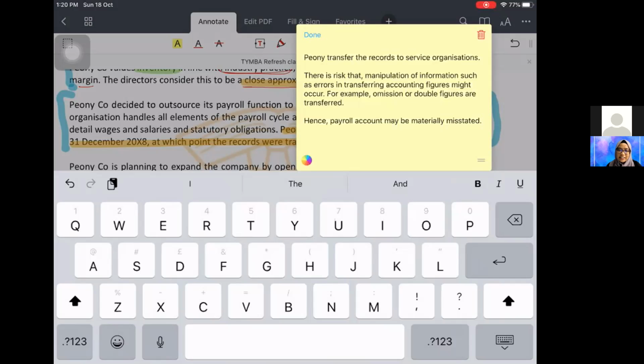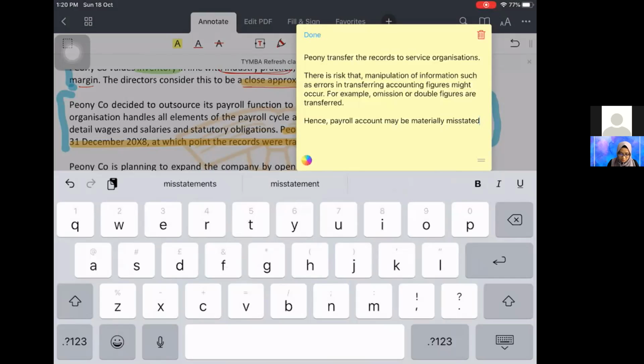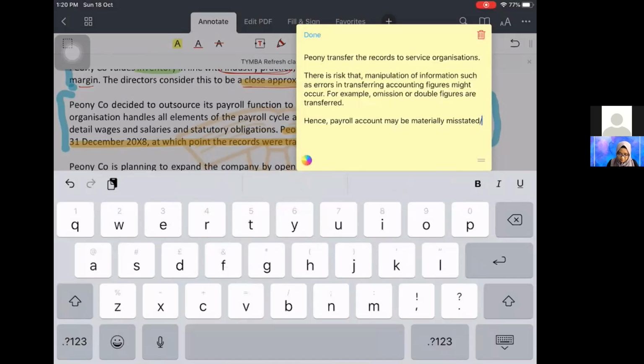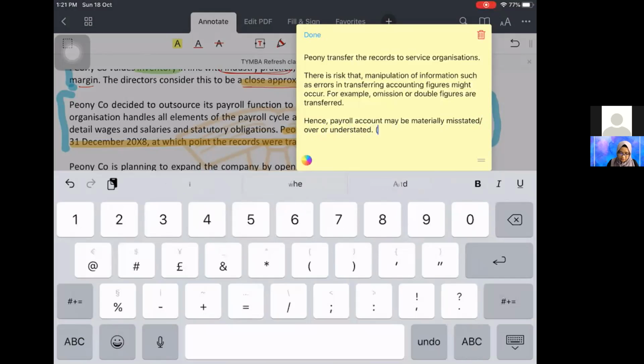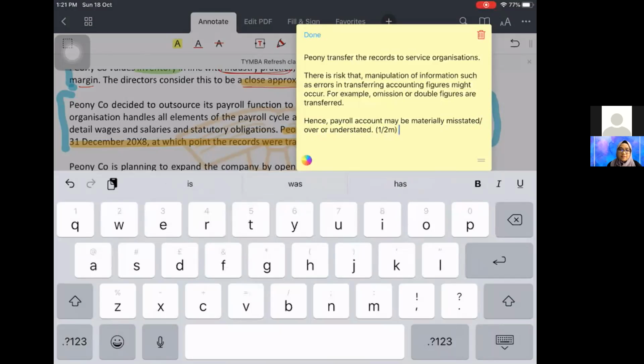Because we don't know whether overvalued or undervalued. Yes, absolutely correct. Okay, so if you want to write materially misstated or you want to write over or understated also can. Yes, you will get your second half mark. Short word is materially misstated. If you want to just write hence payroll account maybe over or understated, also you will get another half mark. Don't write both lah, just choose either one.